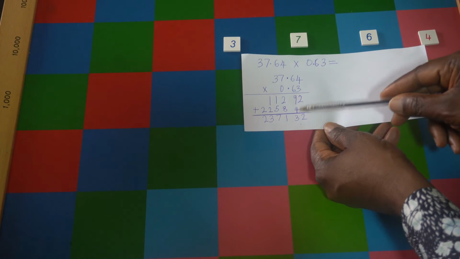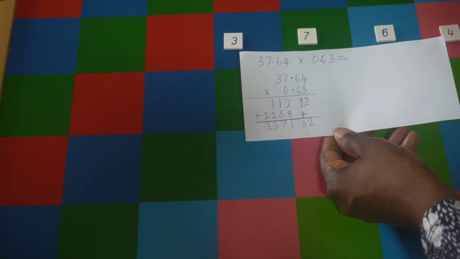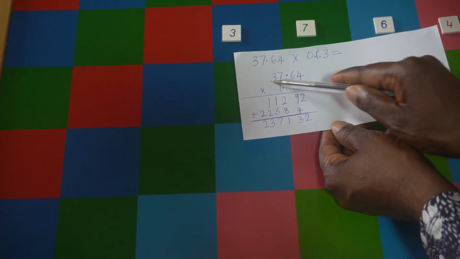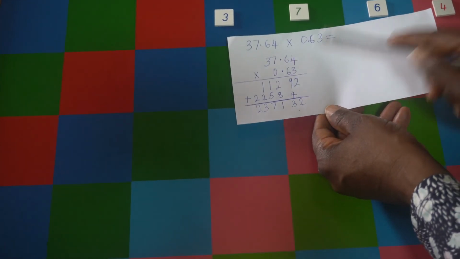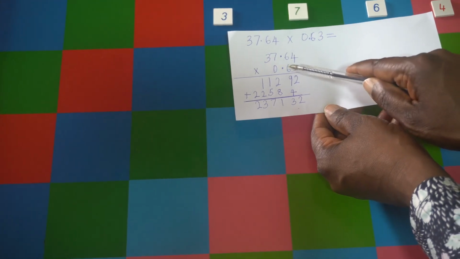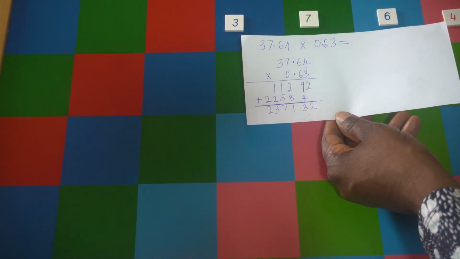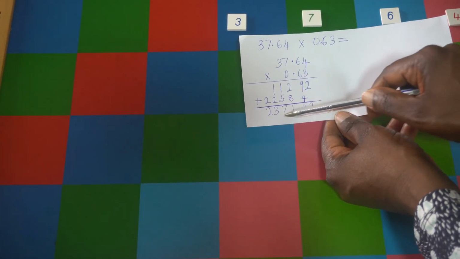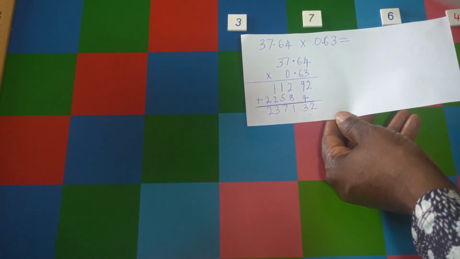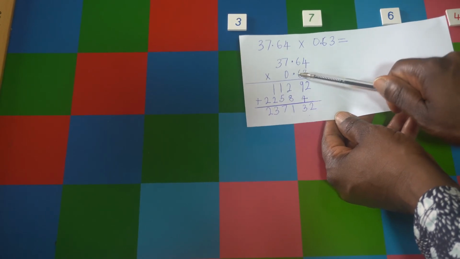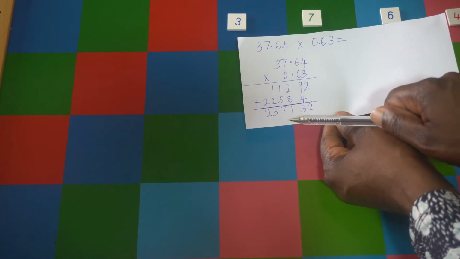Now the next thing is to figure out where we are going to put our decimal point in our final product. You now look at the multiplicand, 37 and 64 hundredths. That is almost 40. Our multiplier says 63 hundredths. That is a bit more than half. So where do you think would be a logical place for the decimal point? Our answer should be a bit more than half of 40. I'm sure you can figure that out.